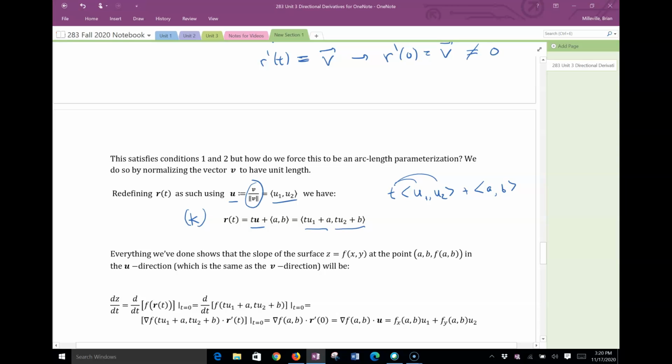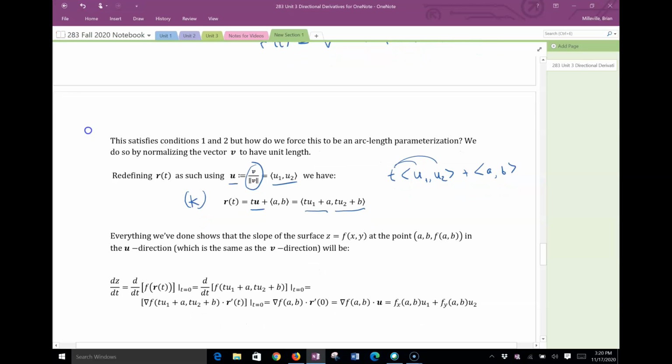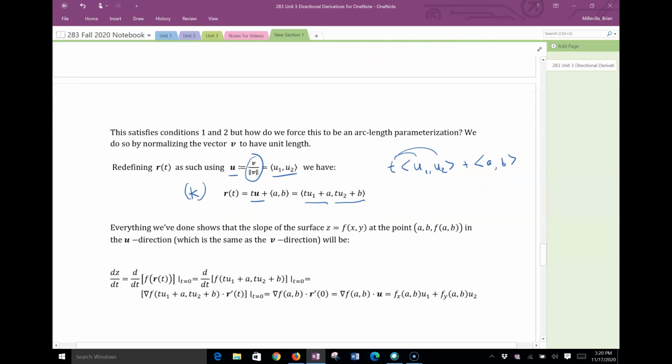So everything we've done so far shows that the slope of the surface in the v direction, which is the same as the u direction, since those are pointing in the same direction, will be the derivative of that height function, f of r of t, evaluated at t equals 0. Now that's it. That's what the slope will equal right there. Now the rest of this is just evaluating it.